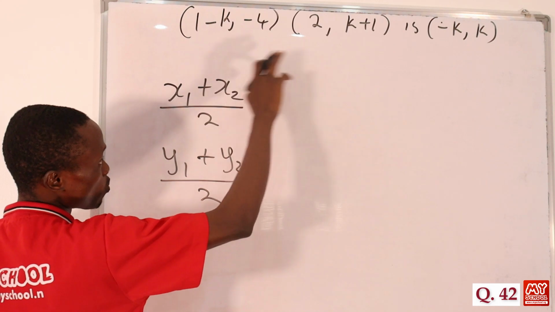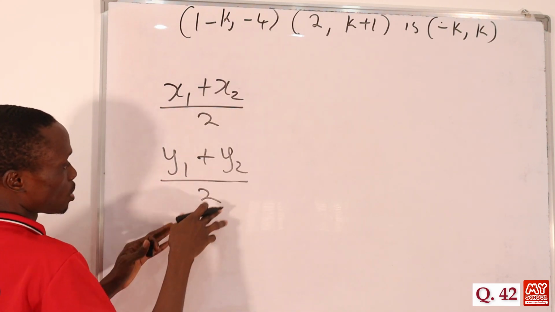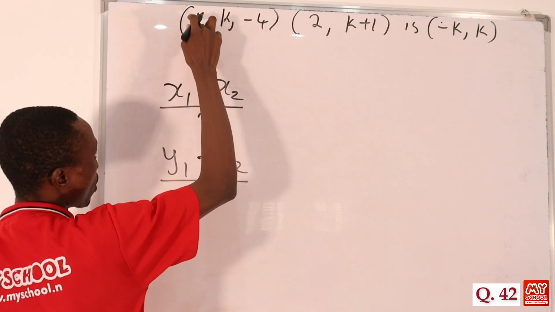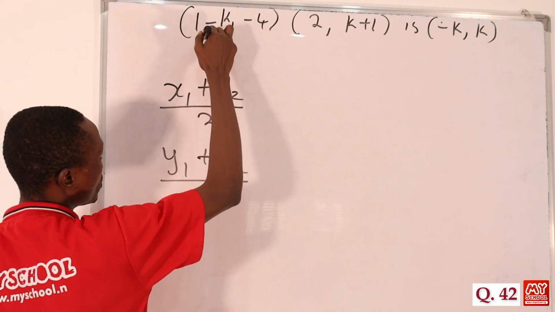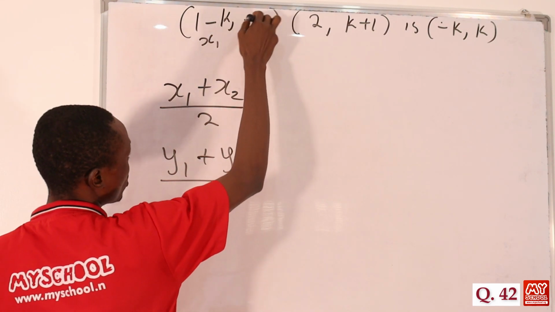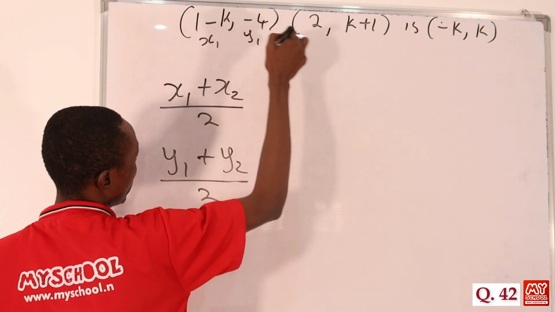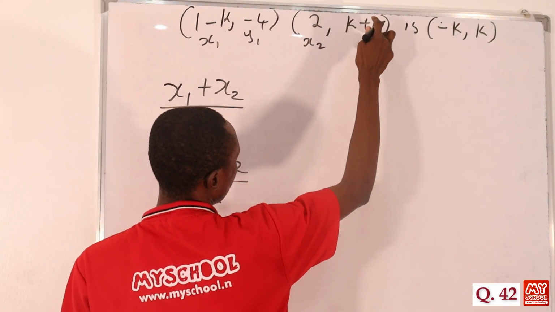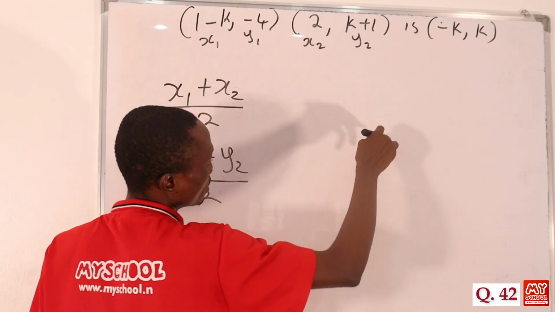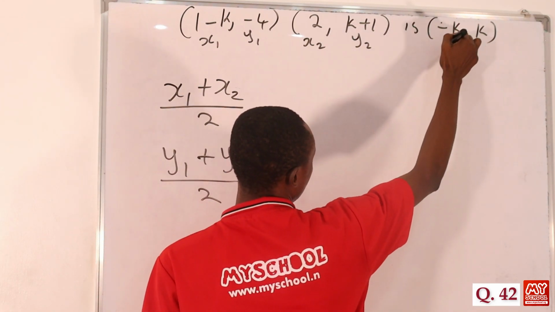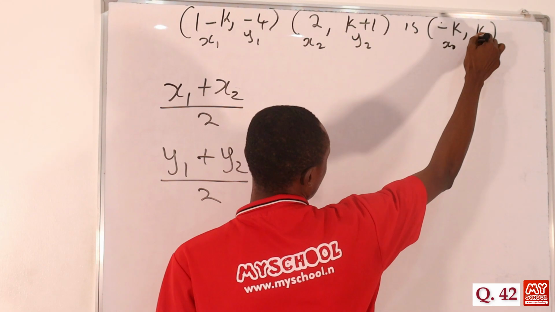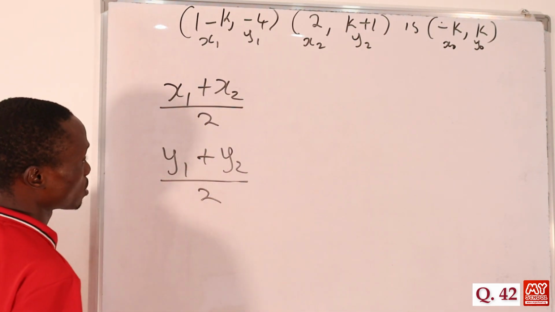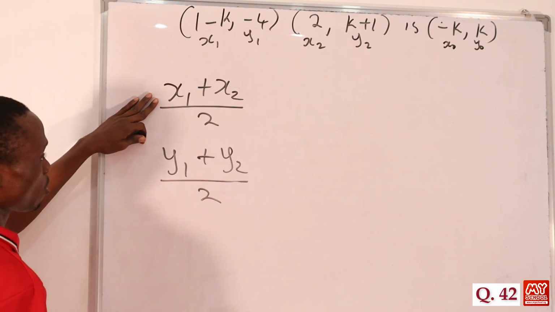So for this question we are given the values, and we should calculate for the value of k. Remember that our 1 minus k here represents x1, and this minus 4 here represents y1. And 2 here represents x2, and k plus 1 here represents y2, right? And these are their respective values for x and y. So we just use any of them. If we use any of them, our answer will still be the same. So let's use the one for x.